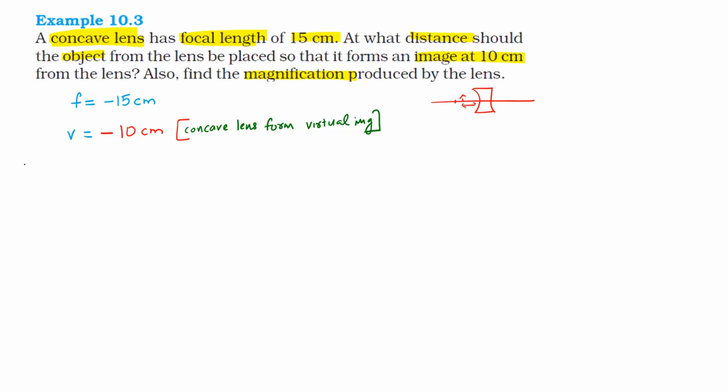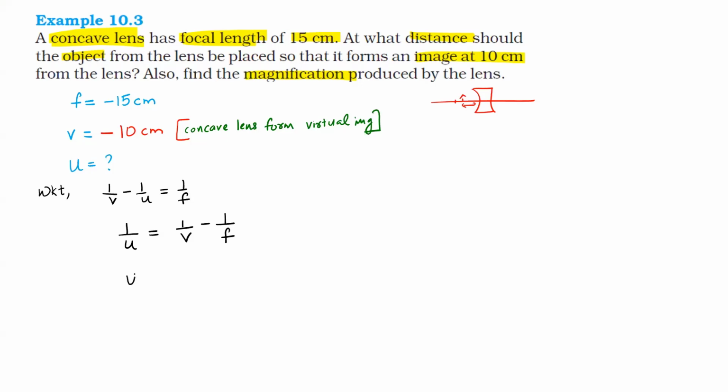Fine. Now we have two values and we need to find what is asked in the question. We need to find object distance. For that, we can use lens formula. So we know that from lens formula, 1 by V minus 1 by U is equal to 1 by F. And from here, I need to write 1 by U. So how can I write 1 by U? It will be 1 by V minus 1 by F.